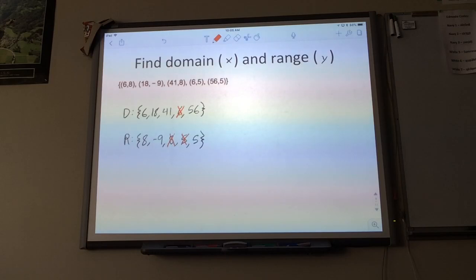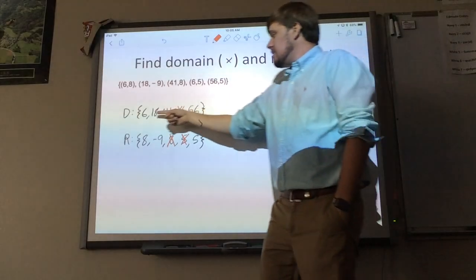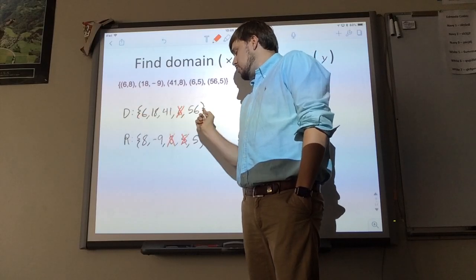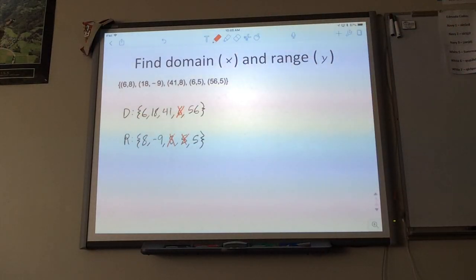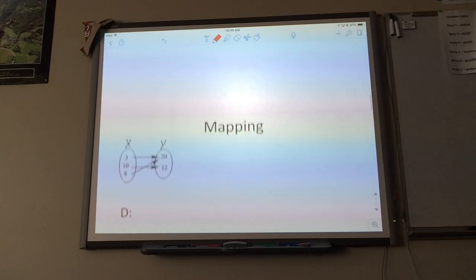Okay, so when you write down domain and range, there might be different amounts of numbers in it. Like there's 4 in this, and there's only 3 in that. That's okay. It just means there's a couple repeats. We just don't write them multiple times. Okay? The next thing is mapping.